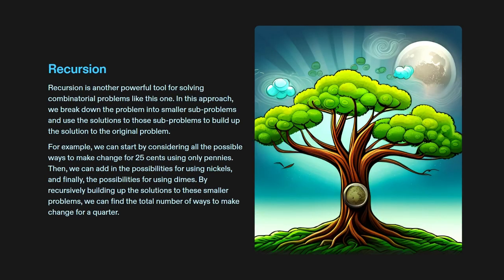Recursion. Recursion is another powerful tool for solving combinatorial problems like this one. In this approach, we can break down the problem into smaller sub-problems and use the solutions to those sub-problems to build up the solution to the original problem. For example, we can start by considering all the possible ways to make change for 25 cents using only pennies. Then we can add up the possibilities for using nickels, and finally, the possibilities for using dimes. By recursively building up the solution to these smaller problems, we can find the total number of ways to make change for a quarter.